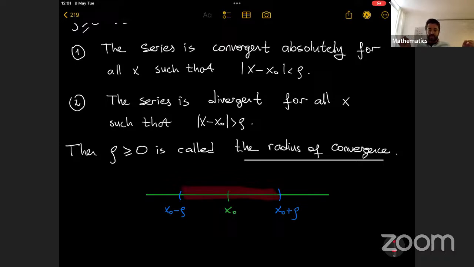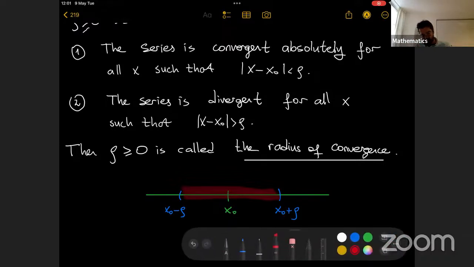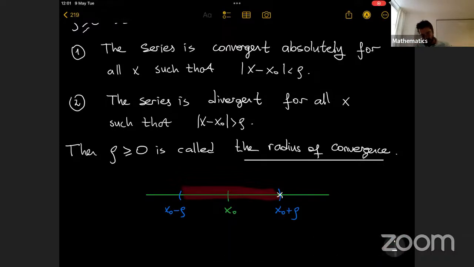At the endpoints, you may have a divergent or convergent series. Endpoints are not clear. You need to check endpoints separately. So at the endpoints, we don't know what happens in general. It depends on the series. So you need to check endpoints separately. Inside, absolute convergence. And outside, here, we have a divergent series.